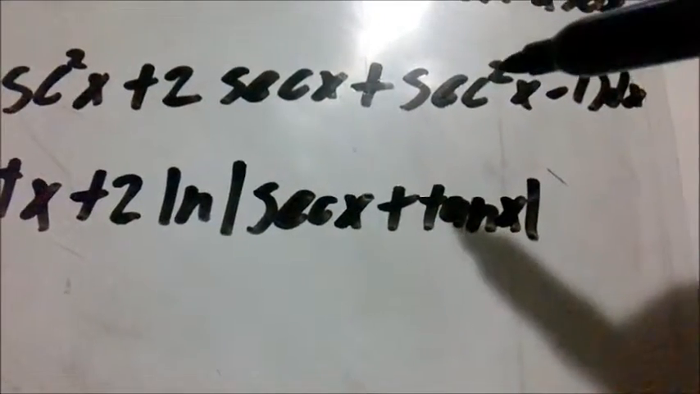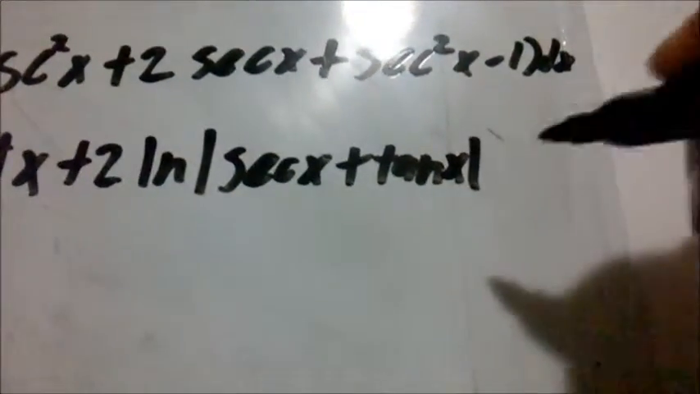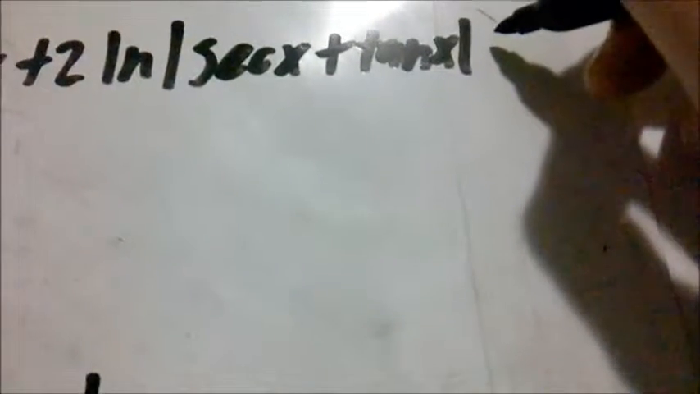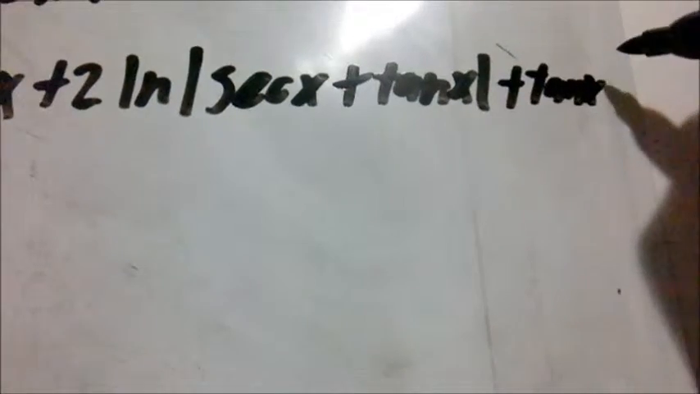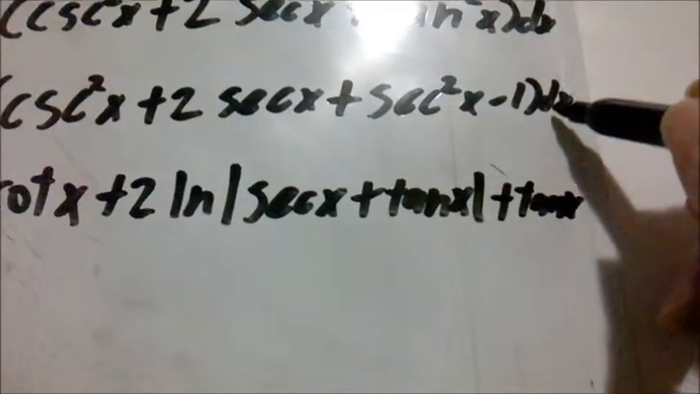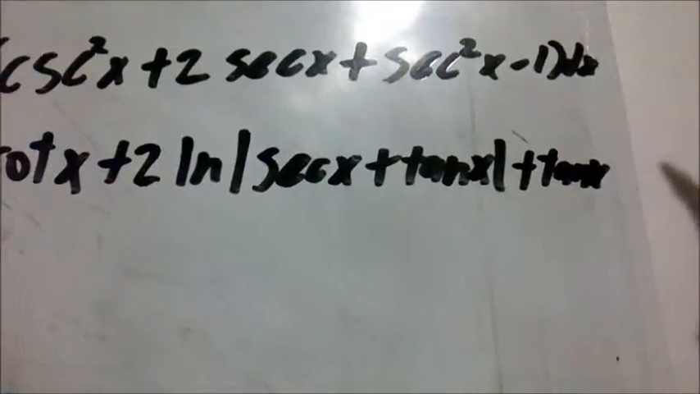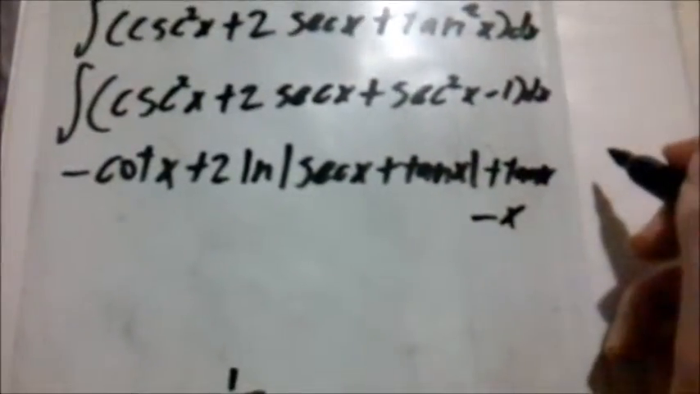Okay, and then secant squared of x. That's pretty easy, I think, because it's just tan of x. So plus tan x. I've kind of run out of room here. So what else did we have to integrate? We just have this minus 1 dx, and that's super easy to integrate. That's just negative x.